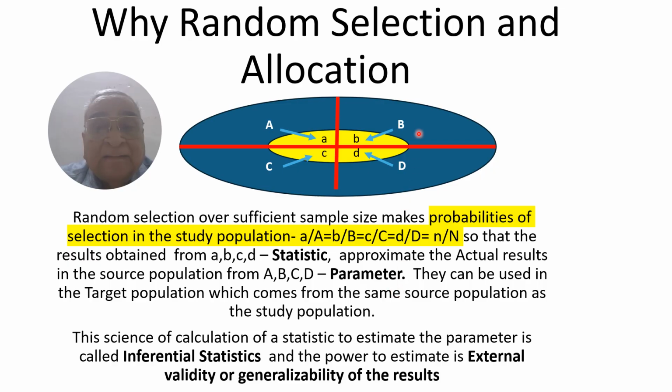So, since the target population will also come from the source population, the results from the A, B, C, and D can also be applied to the target population. This science of calculation of the statistic to estimate the parameter is called inferential statistics, and its power to estimate the parameter is referred to as external validity or generalizability of the results of the study.